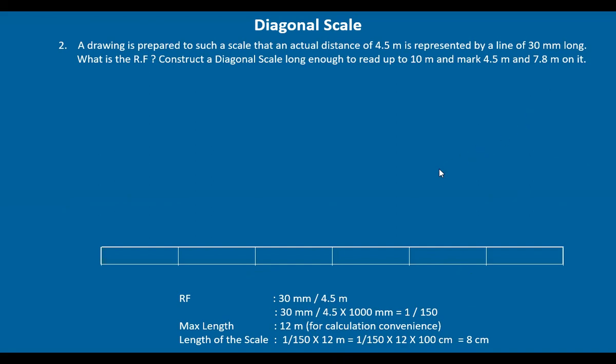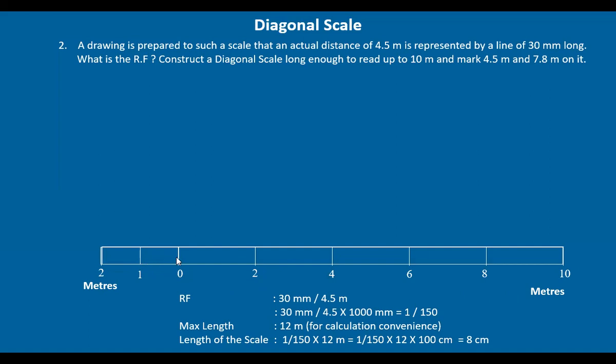Now draw a line of 8 centimeters here and divide this into how many parts? We have divided this into 6 parts: 1, 2, 3, 4, 5, 6. And each division indicates 2 meters. Actually, you can divide this into 12 parts also, but this is a bit more convenient. Now, divide this into 2 parts. That means each one gives 1 meter. This gives 1 meter, 2 meters. So on the right side as well as the left side, you have meters. Now, we have 1 meter here.